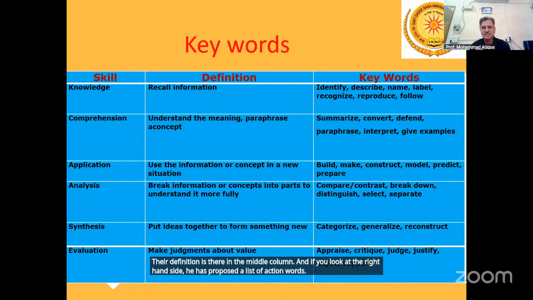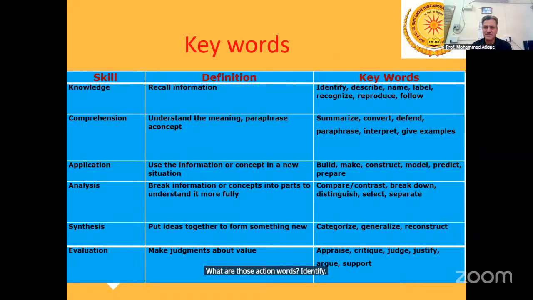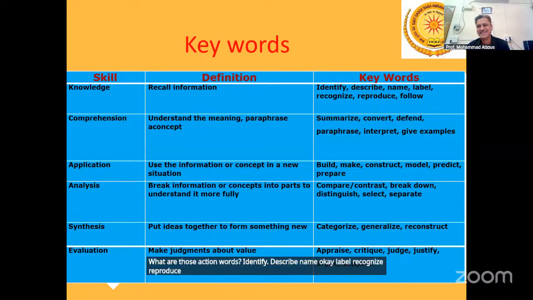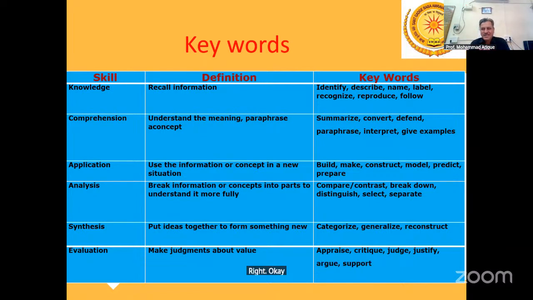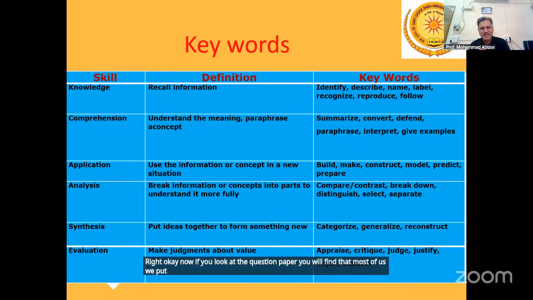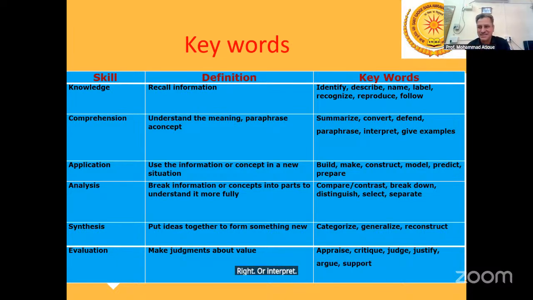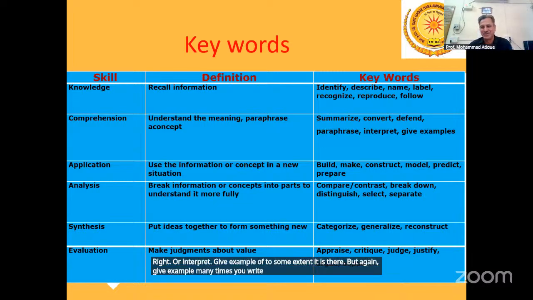What are those action words? Identify, describe, name, label, recognize, reproduce, follow, right? Now, if you look at the question paper, you will find that most of us put these sorts of words. Now, if you look at comprehension: summarize, convert, defend, paraphrase. I have never ever seen a question paper where something like paraphrase is there, right? Or interpret, give example. Up to some extent it is there, but again, give example. Many times you write, explain this concept, give suitable examples.